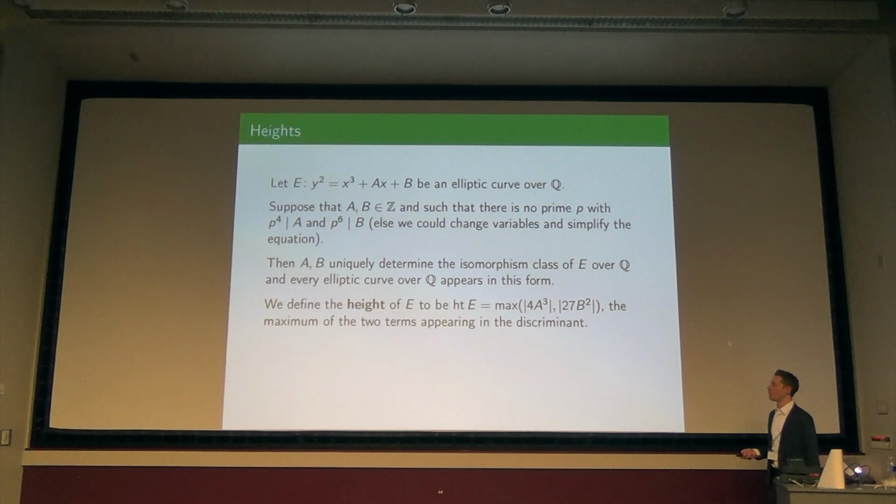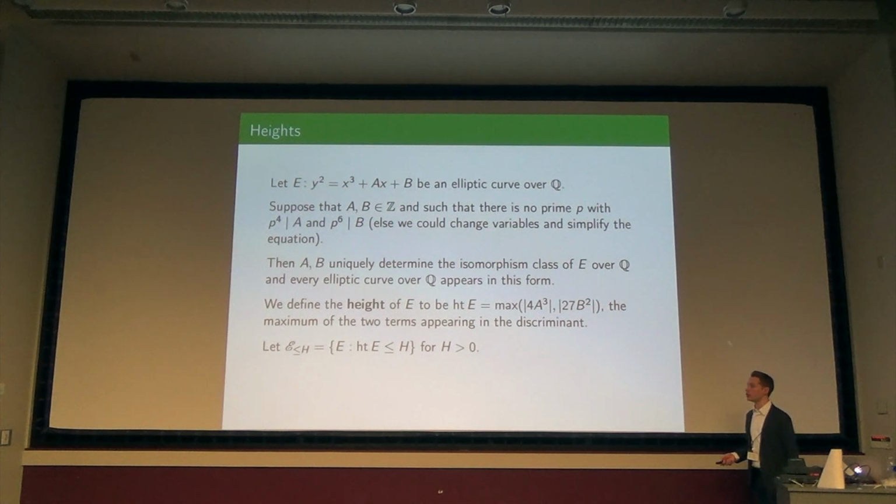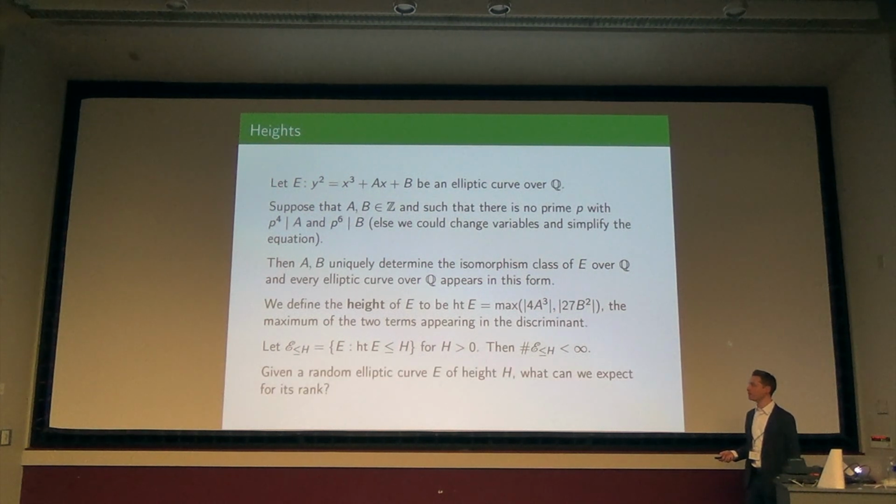Okay. So is it clear that I have only finitely many elliptic curves of bounded height? Well, I bounded a cubed, so I bounded a. All right, same with b. This is just a natural way of keeping track of those. Here's a little notation. Let's keep track of the elliptic curves of height h with some script E. And I just convinced you, hopefully, that there's finitely many elliptic curves of bounded height, of height at most h. And now we can ask the refined question: given a random elliptic curve of height h, what can we expect for its rank?